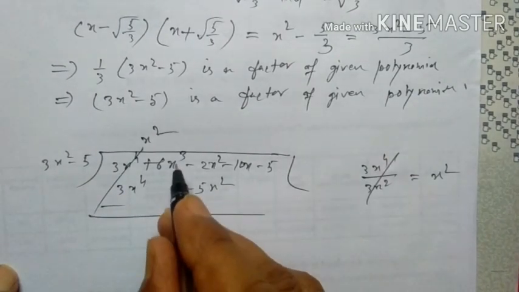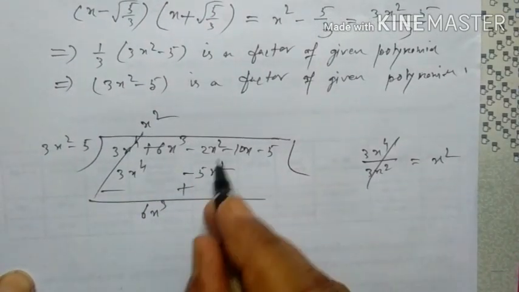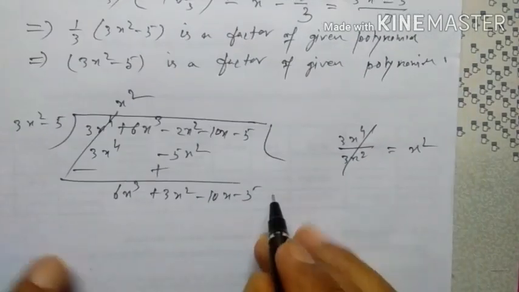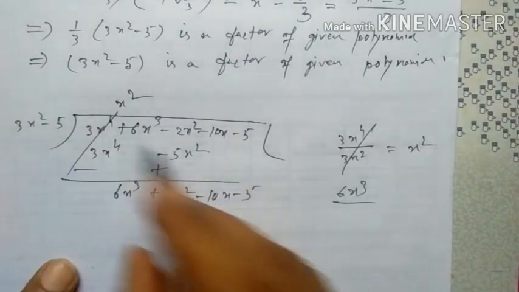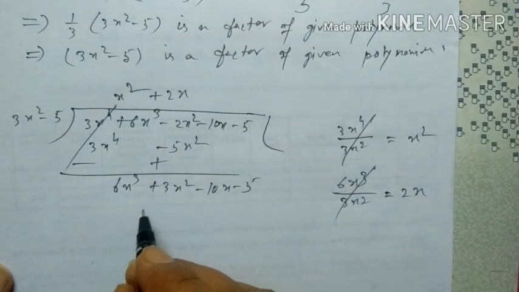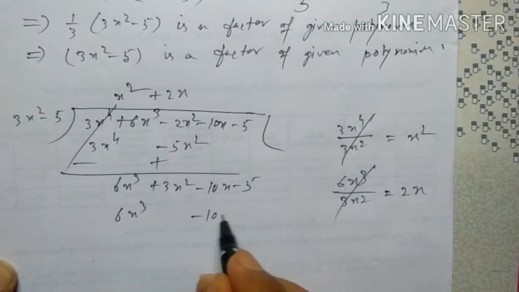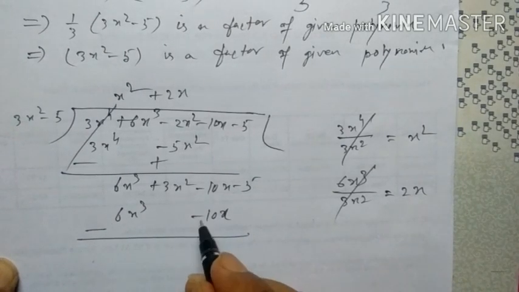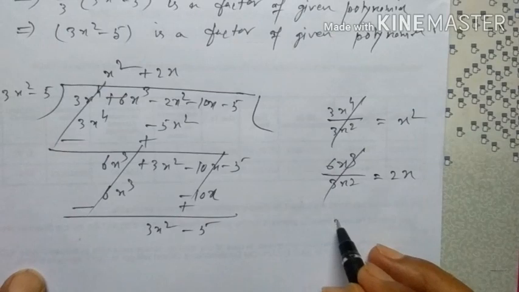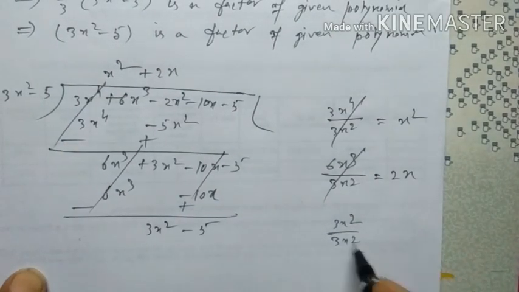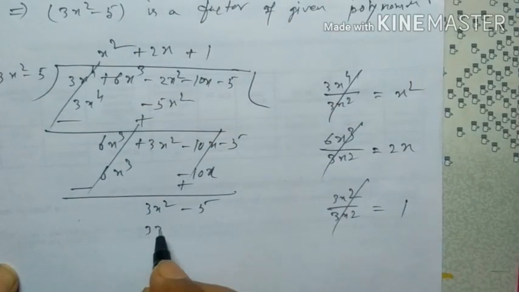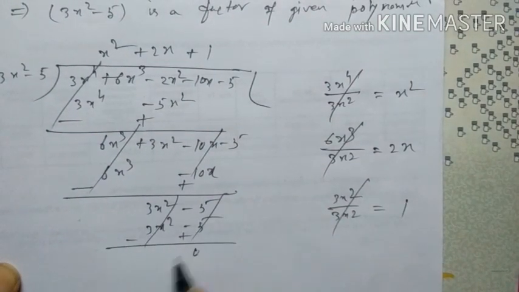Sign will be changed. This is cancel out. 6x cube higher power term, and then plus 5 minus 2 plus 3x square minus 10x minus 5. Again this is 6x cube divided by 3x square. You will get 2x. Here we will write 2x, multiply in these terms. You will get 6x cube minus 10x. Then subtract this, plus minus becomes plus. This is cancel out. This is cancel out. 3x square minus 5. This is 3x square divided by 3x square. This becomes 1. So here you will write 1 and multiply 1 into this, 3x square minus 5, and sign will be changed. This is cancel out, remainder equal to 0.